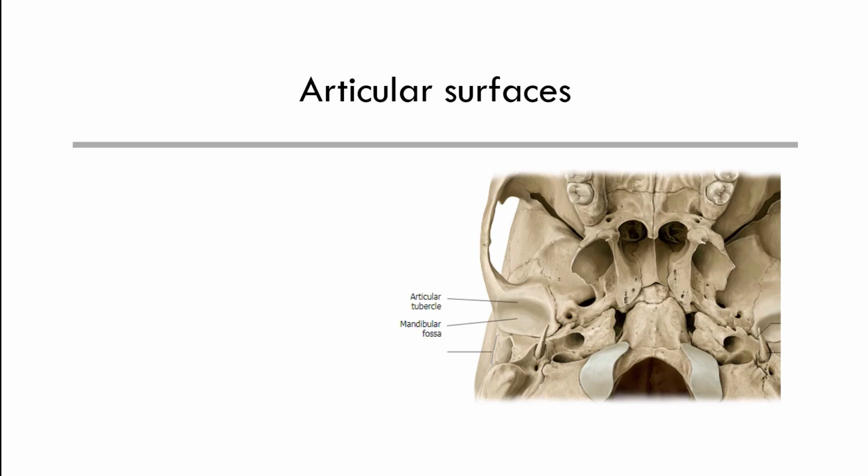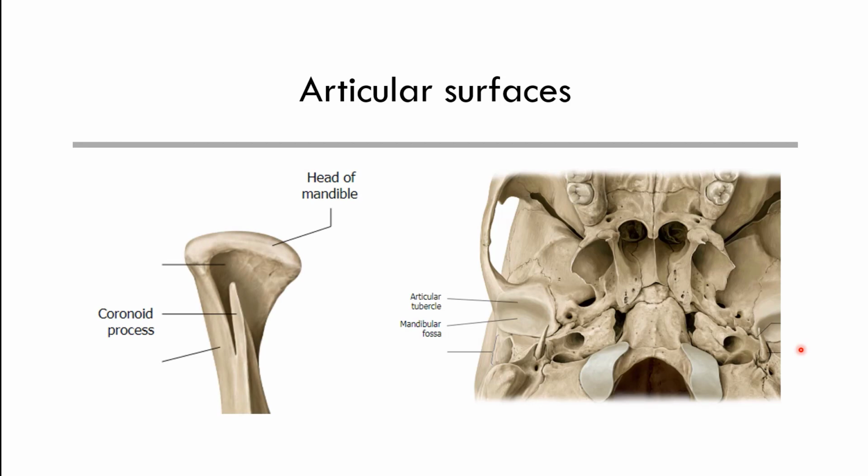Coming to articular surfaces, this is the undersurface of the skull. We can see here this is the mandibular fossa, and this is the articular tubercle, which is on the undersurface of the temporal bone. This is the fossa which is giving a pocket for the head of the mandible.